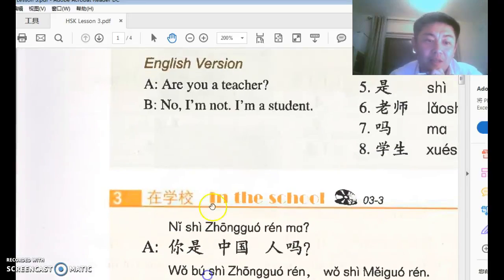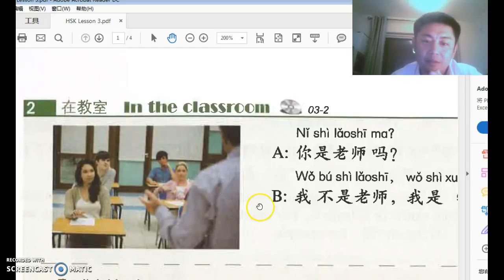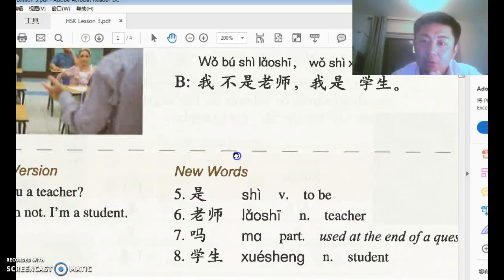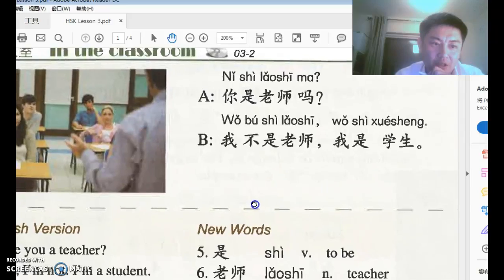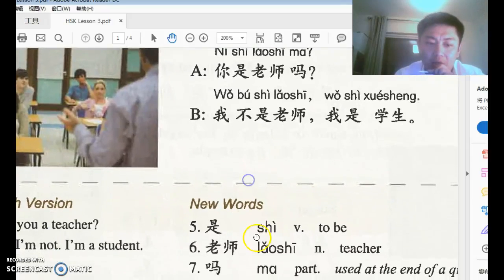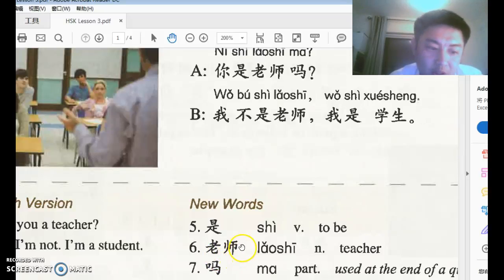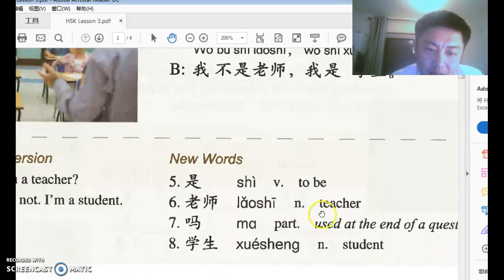Anyway, let's move on. Now let's go to the second conversation, and we have a couple of new words. The first one is 是, to be. Am, is, are, was, were, all of them together is 是. Okay, so now think like Chinese people do. Don't use am, is, are anymore. All of them are exactly one word. And 老师 is a teacher. 老, old. 师, master. Old master is a teacher.